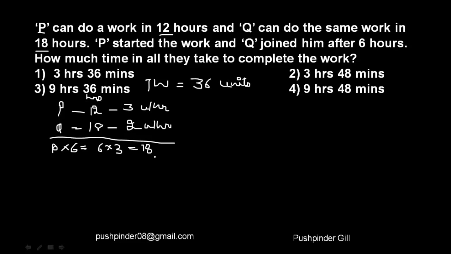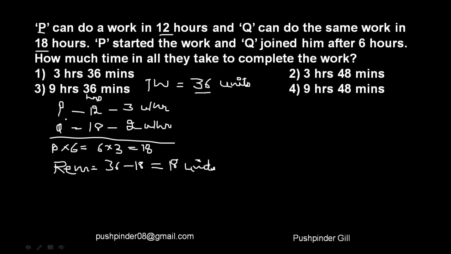Right? So 18 burgers are finished by P and there were a total of 36 burgers. So we have to calculate how many burgers are remaining. Out of 36 burgers, 18 burgers have been eaten. That means 18 burgers are remaining. So these are the number of units which are remaining, right? Now let's go with the story. Let's see what they're asking. Now Q has joined P, and we have to see how much more time it will take for them to finish these 18 units.